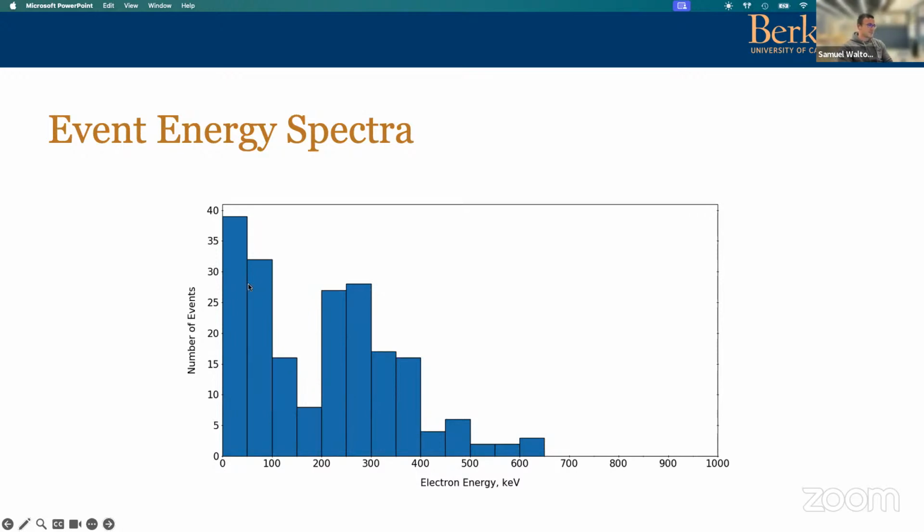So according to this plot, there are loads and loads of events below 100 keV that reach a maximum energy of no more than 100 keV. There's a huge dip between 1 and 200, and then another peak between 2 to 400, or well, 2 to 300, but it stays high above 300, and then tails off as you get higher and higher.